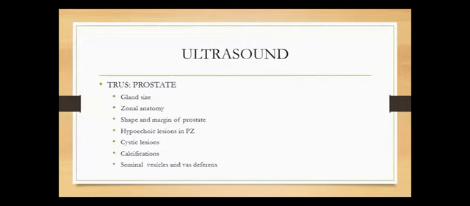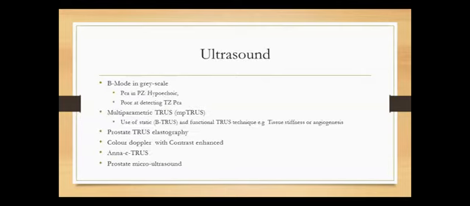So the transrectal ultrasound gives us very valuable information, starting with the gland size, which we will later on use to determine whether a patient should get a TURP or an open prostatectomy. It's also helpful in helping us to know about the size, the shape, margins of the prostate, hypoechoic lesions in the peripheral zone, which might be suggestive of malignancy. And along with that, a good number of other things such as calcifications, seminal vesicles, and the vas.